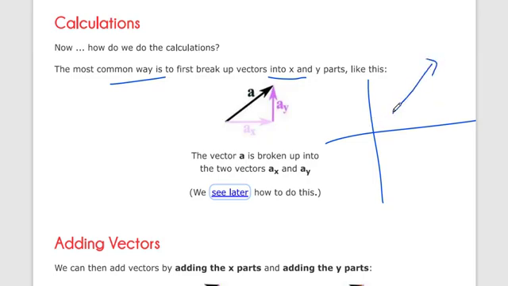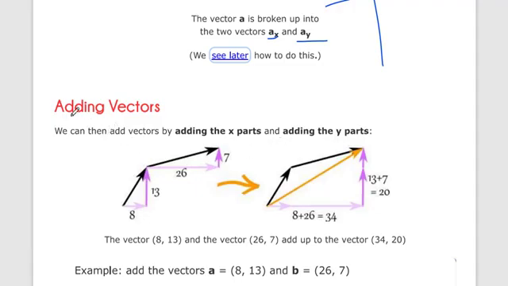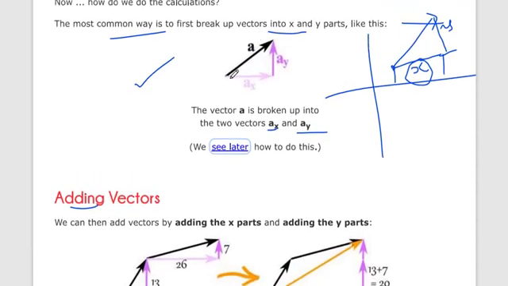So what is the value here? You can see that this is the x value and this is the y value. So what is the value of this x and this y? We will break them into ax and ay in the coordinate system. Also, we can add vectors like this, with ax and ay.